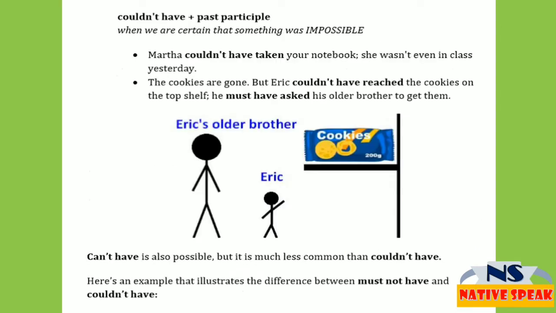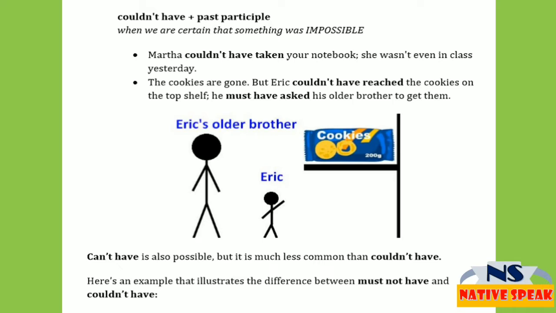We use couldn't have plus the past participle when we are certain that something was impossible. For example, if one of your classmates is complaining about a missing notebook and they think your friend Martha might have taken it, but she wasn't in class yesterday, you could say, Martha couldn't have taken your notebook. She wasn't even in class yesterday. This means it was impossible that Martha took the notebook.